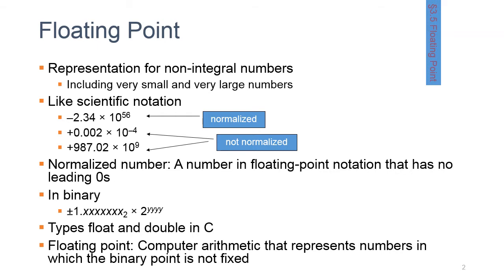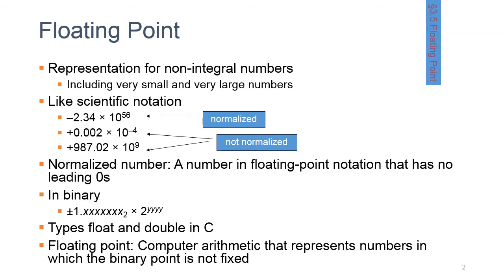Similarly, the number pi, 3.1415965, or the number e, 2.71828, or 0.00001. These are some examples of real numbers.